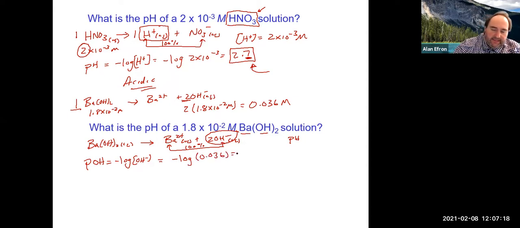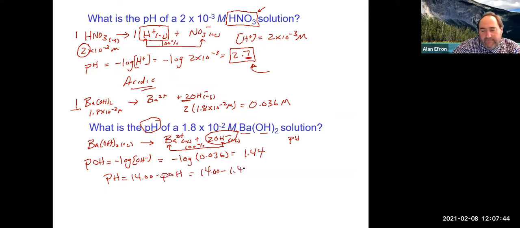And that will get us, if I hit the right button, maybe, 1.44, looks like, perhaps, as our pOH. Again, not the answer because we are looking for the pH. So the pH would then be 14 minus our pOH. That's going to be 14 minus 1.44. And looks like a 12.56 on the pH there.